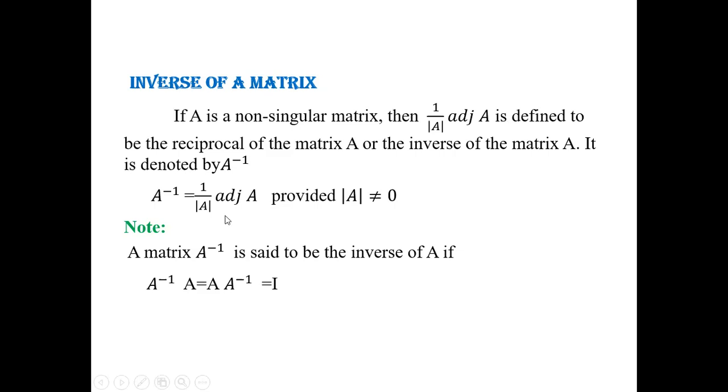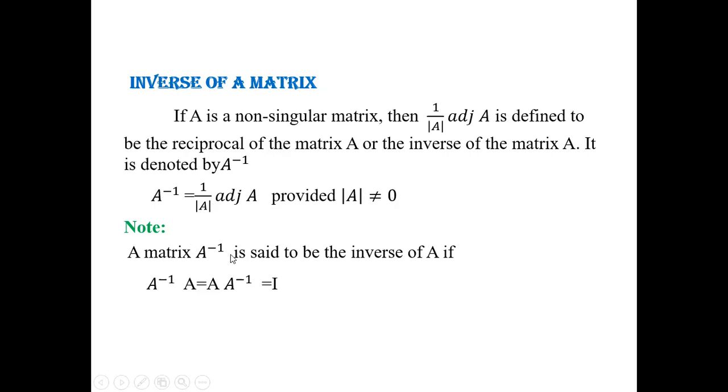Already we have seen in our previous videos how to find the determinant of A. We say the matrix is non-singular if the determinant value is not equal to 0. If the determinant value is equal to 0, then the given matrix is a singular matrix. Here, if we continue the problem, it is possible only when the determinant value is not equal to 0.